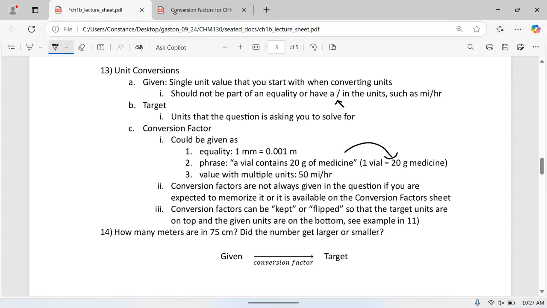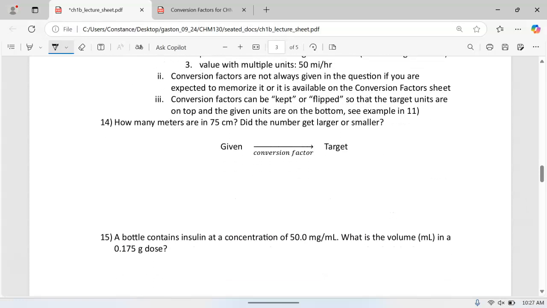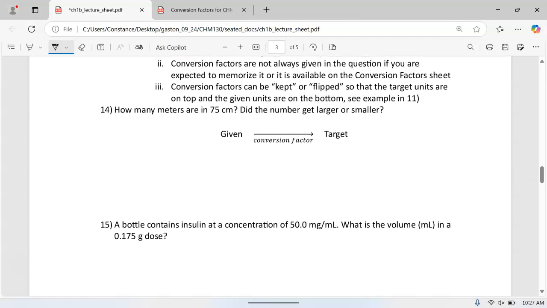Conversion factors can be kept or flipped based on what we need to solve the problem. We always want to orient those conversion factors so that the target units are on top and the given units are on the bottom. So let's go over an example. What I have listed here, where I've got the given and then the arrow with the conversion factor and the target, that's what we call a roadmap.